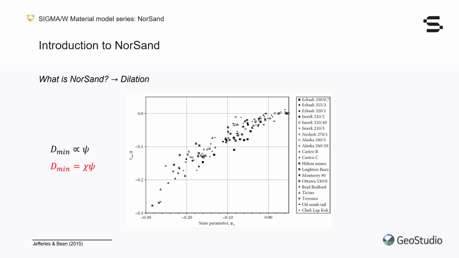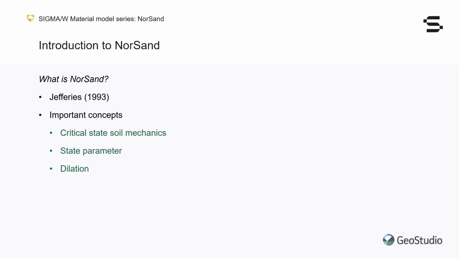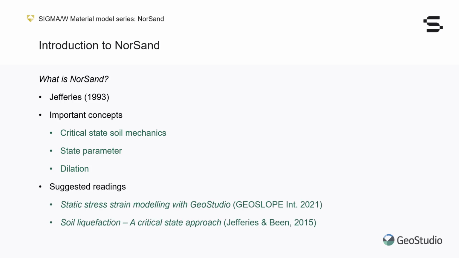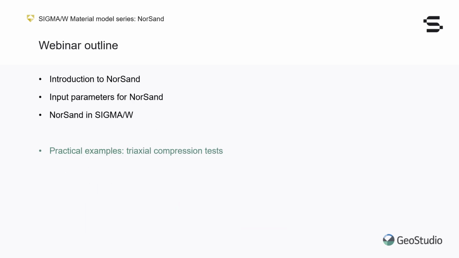Throughout NorSand's formulation, maximum dilation is used as a driver to pace deformations. As this webinar only covers some of NorSand's most important aspects, interested users should refer to the Static Stress Strain Modeling with GeoStudio book, available on GeoSlope's website, and the Soil Liquefaction, a Critical State Approach book for a more thorough description of the model than what is presented here. Now that we have reviewed some important foundation blocks of NorSand, let us review the model's input parameters and their calibration.